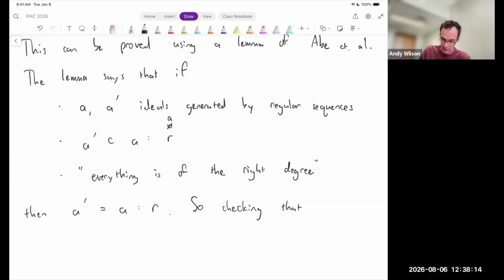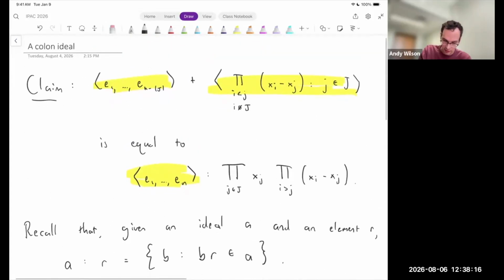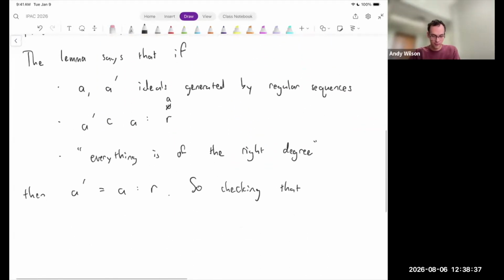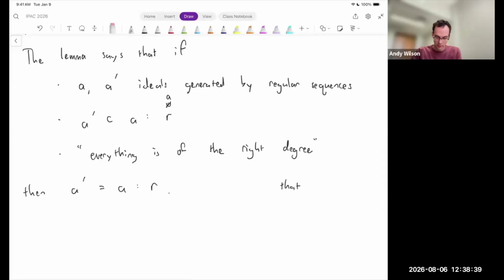I don't want to write this again, right? We just need to check this containment, right? And then we get equality. In other words, if we multiply any of these things up here by this polynomial, and we land in the usual invariant ideal, then these are equal. Okay.